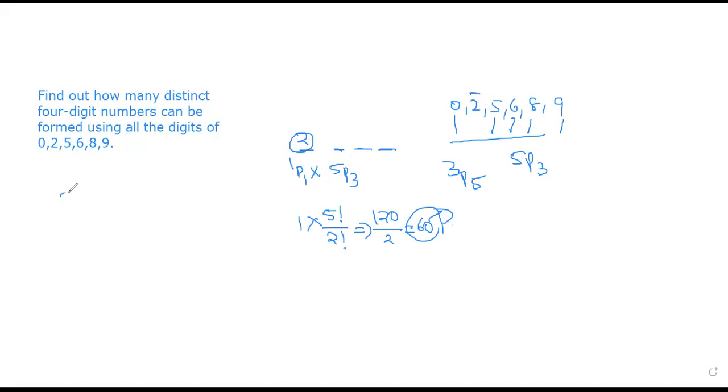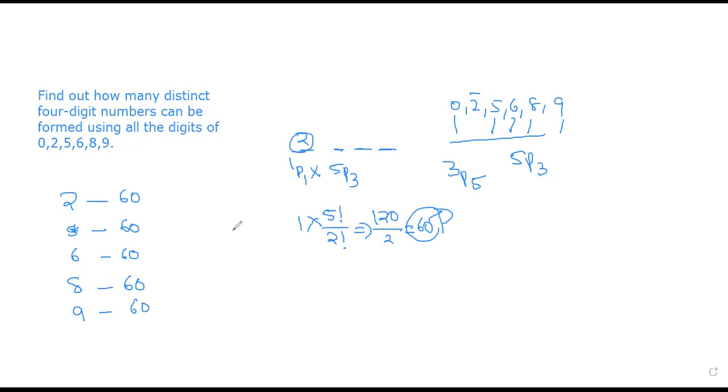When you are starting with 2, how many total possibilities, how many ways can you arrange? 60. In the same way, when you start with 5, how many total ways? 60. When you start with 6, 60 ways. When you start with 8, the same 60 ways you can arrange. When you start with 9, 60 ways you can arrange.